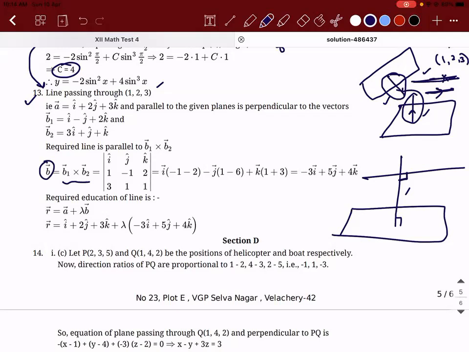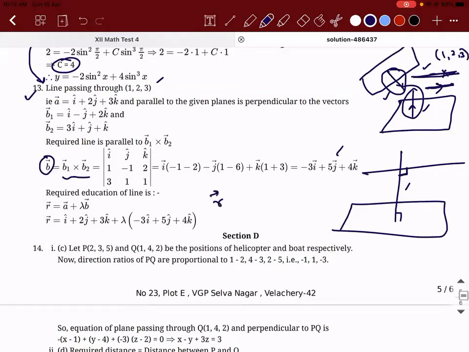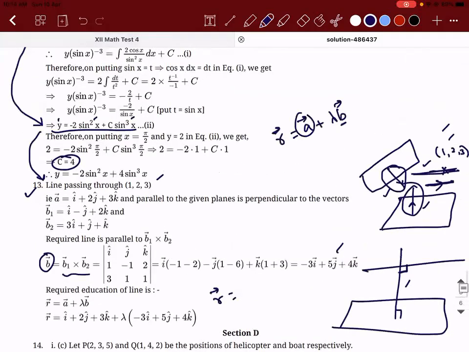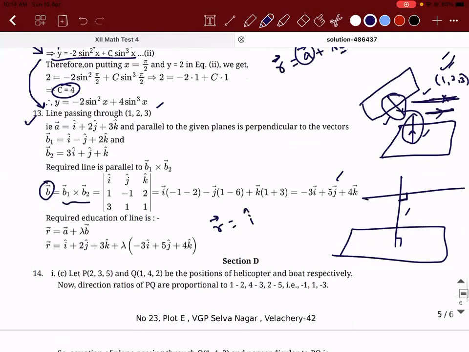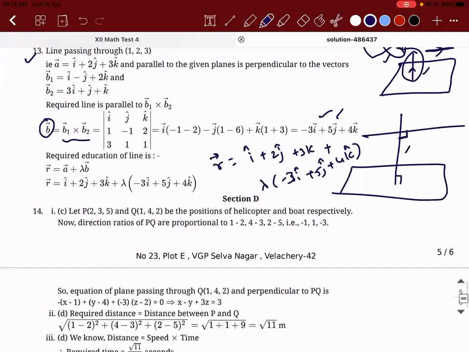So when you try to calculate it, you will get the answer as minus 3i cap plus 5j cap plus 4k cap. Then the required equation of the line will be r vector is equal to a vector, that is i cap plus 2j cap plus 3k cap, plus lambda times b vector, that is minus 3i cap plus 5j cap plus 4k cap. Okay, this is going to be the required.